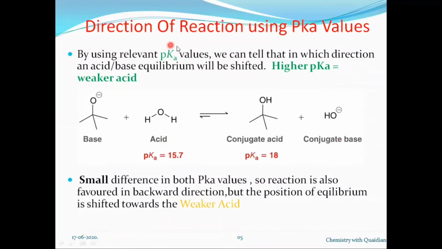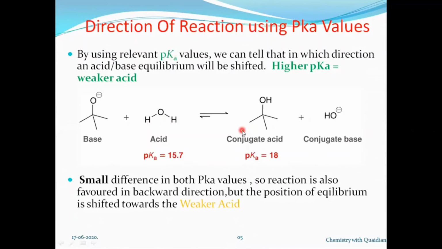Now you can also tell the direction of the reaction, or direction of equilibrium, using the pKa values. By using the relevant pKa values, we can tell in which direction the acid-base equilibrium will be shifted. Higher pKa, the acid will be weak. Consider this reaction in which there is a base and water acts as an acid. Now, water will lose its proton. The base with its lone pair attacks this hydrogen, and this hydrogen will be shifted to the base and its conjugate acid will be formed. And water, which acts as an acid here, after losing its proton converts into its conjugate base.